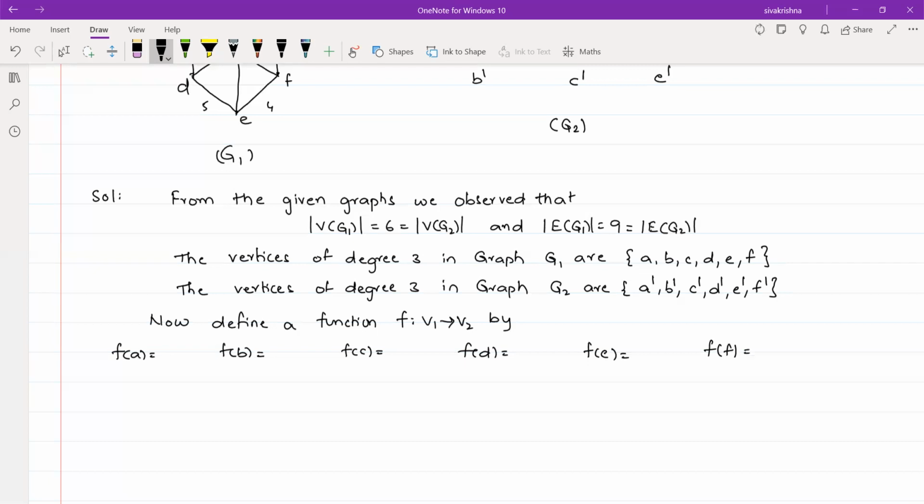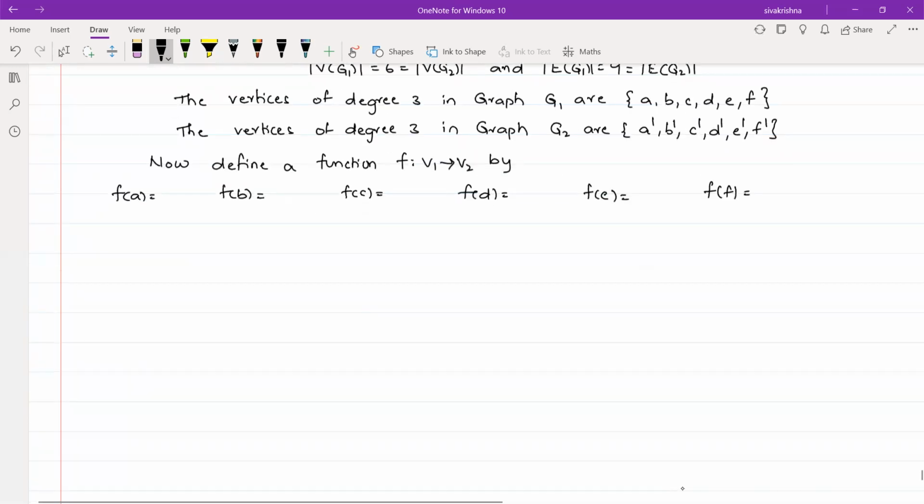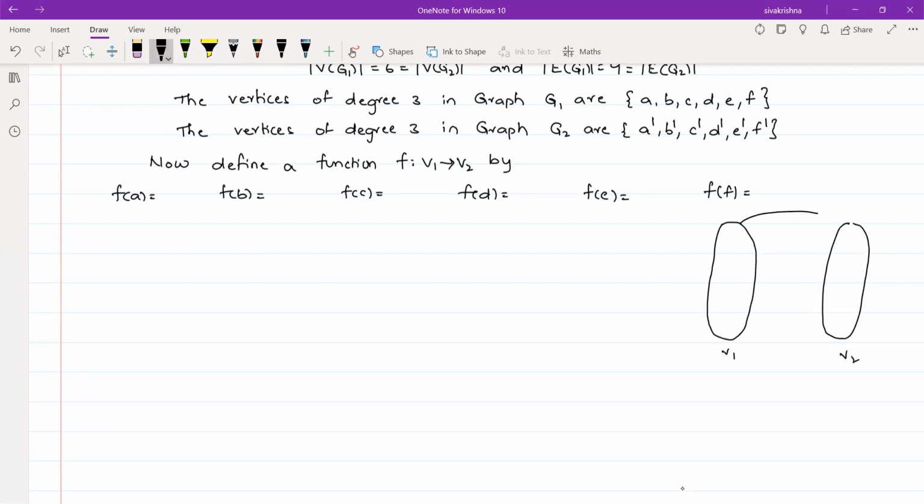Here I am drawing a rough sketch in this way. So this is V1 and this is V2. Now I am defining a function f from V1 to V2. In V1 we have a, b, c, d, e, f, and in V2 we have a dash, b dash, c dash, d dash, e dash and f dash.